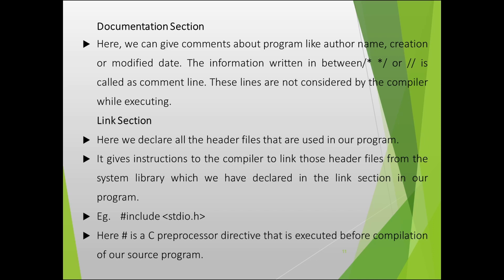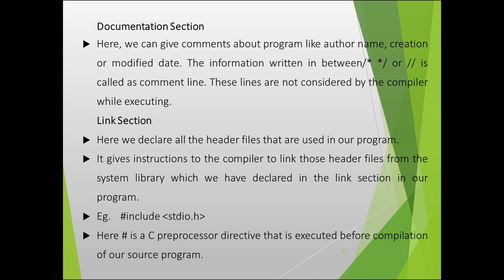So the next section is the link section. Here we declare all the header files that are used in our C program. The main purpose of the link section is to give instructions to the compiler to link those header files from the system libraries which we have declared in our program. For example, #include <stdio.h>, where stdio refers to standard input output. We can extract all the input output functions from the system library stdio.